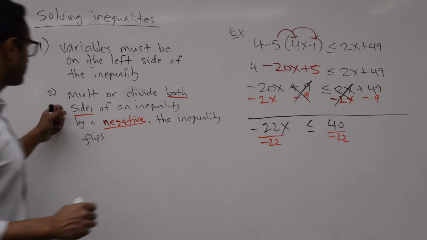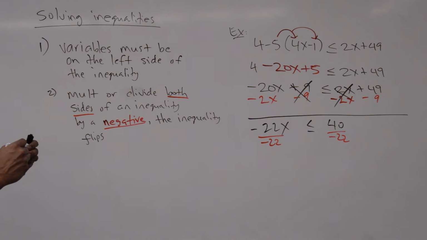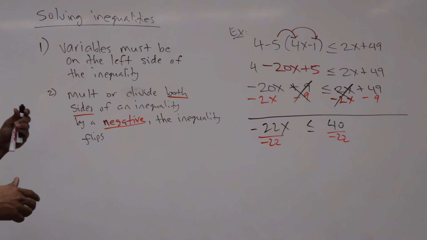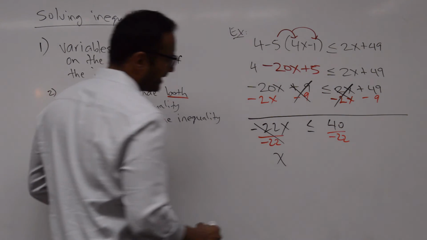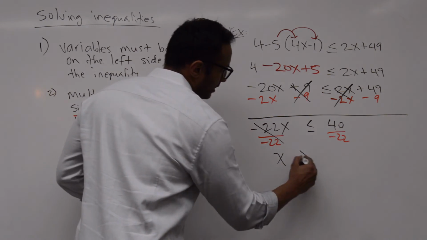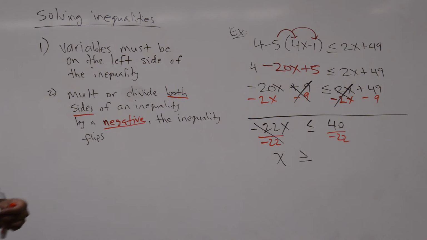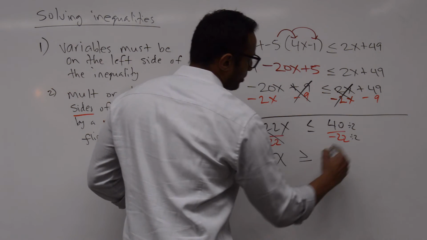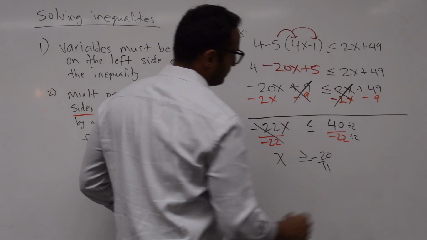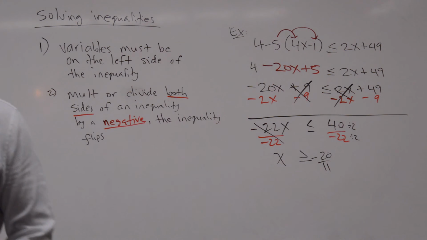Okay, but look at what this rule says. If you multiply or divide both sides of an inequality by a negative, the inequality flips. So because we're dividing both sides of the inequality by a negative, it's going to flip from a less than or equal to a greater than or equal to. And if you reduce this, you can divide each of these by 2. This will give you negative 20 over 11. Okay, so our answer is x greater than or equal to negative 20 over 11.